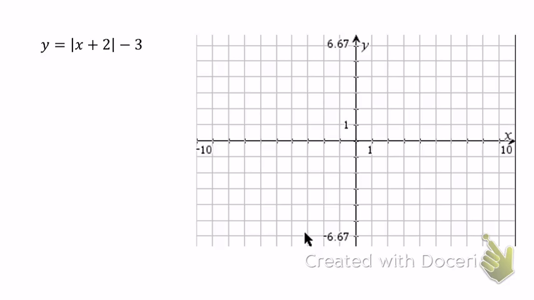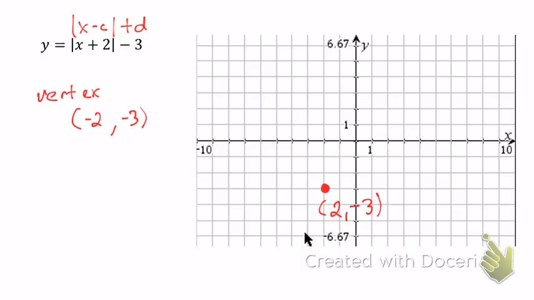So let's say we have the equation, the absolute value of x plus 2 minus 3. The first thing that we would want to find is our vertex. Our vertex, we said, is going to be (c, d). In this case, we have c would be -2 and d would be -3. So the first thing I'm going to do is on my graph, I'm going to find the point (-2, -3).